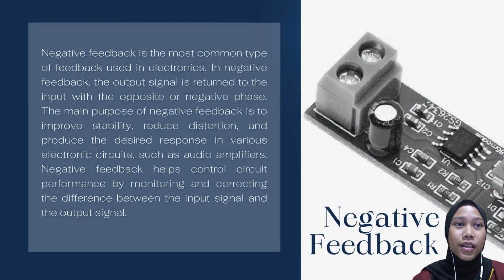And then, there is negative feedback. Negative feedback is the most common type of feedback used in electronics. In negative feedback, the output signal is returned to the input with the opposite or negative phase. The main purpose of negative feedback is to improve stability, reduce distortion, and produce the desired response in various electronic circuits such as audio amplifiers. Negative feedback helps control circuit performance by monitoring and correcting the difference between the input signals and the output signals.